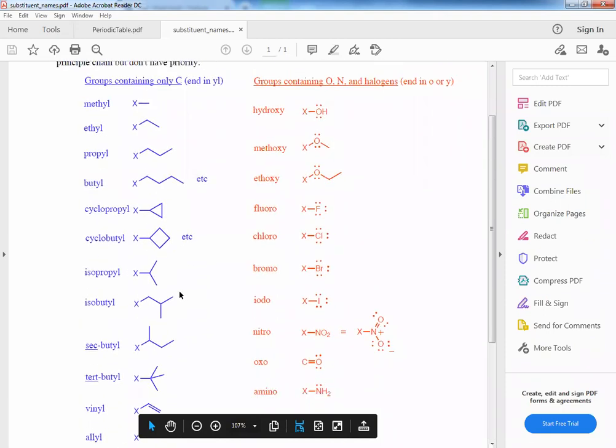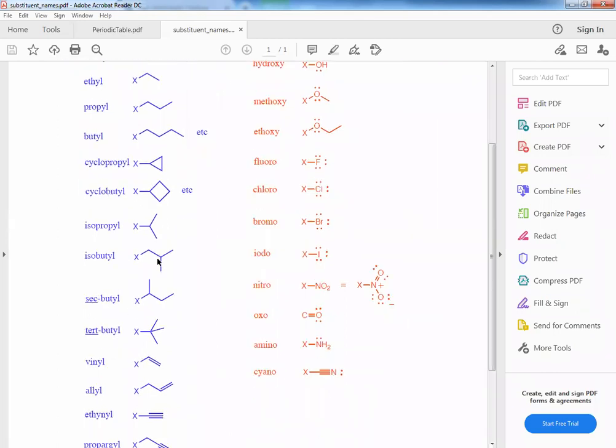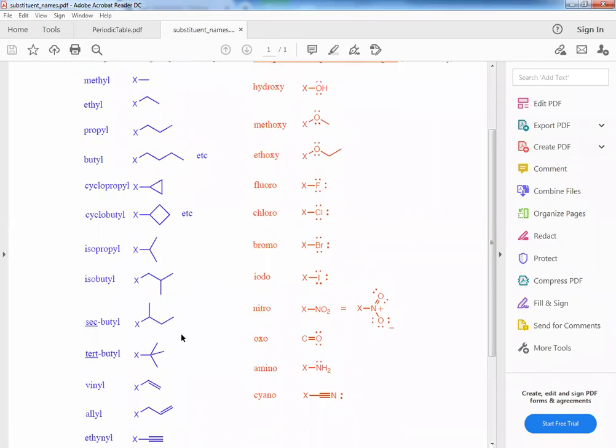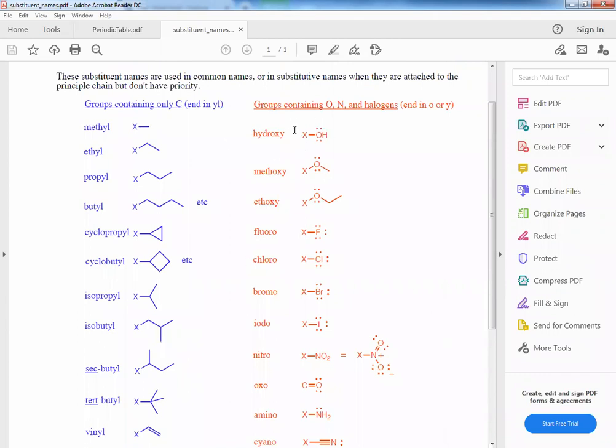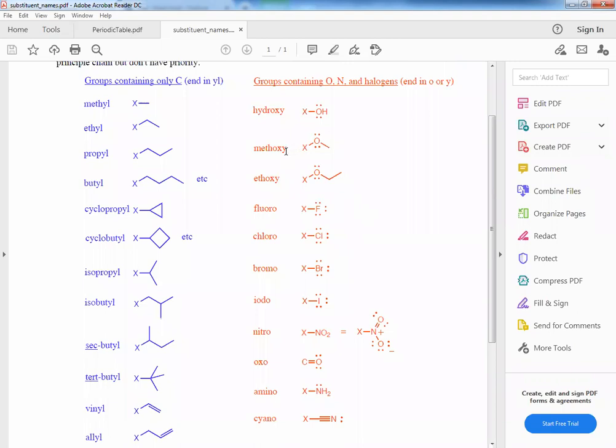So what I need you to be able to know is from the beginning all the way down to tert-butyl down here. And then for the hydroxy, we won't work on as a substituent this semester. That's for next semester. But what I need you to know also is methoxy all the way down to iodo. Now I will get to some of these later in the naming and talk about that there's also a systematic name for these. But I will accept these if you know them.